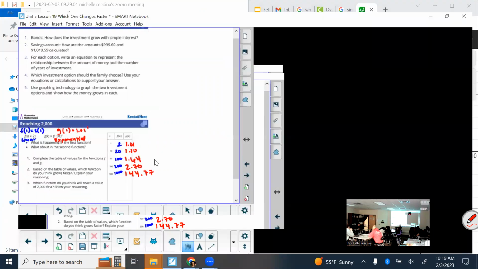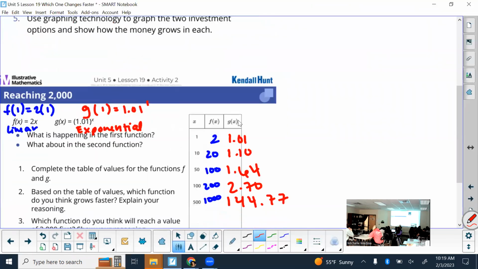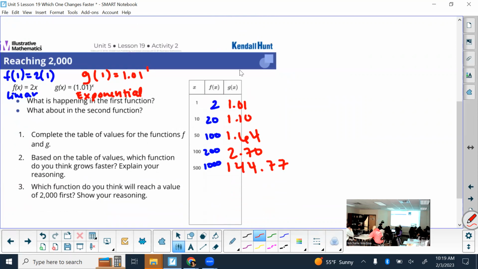So it looks like this one is growing at a slower rate just from actually doing the numbers. But given enough time, it will eventually surpass this one. But as to whether or not it'll reach a value of 2,000 first, what do you think? Which one do you think will reach it first? You think the f of x will?